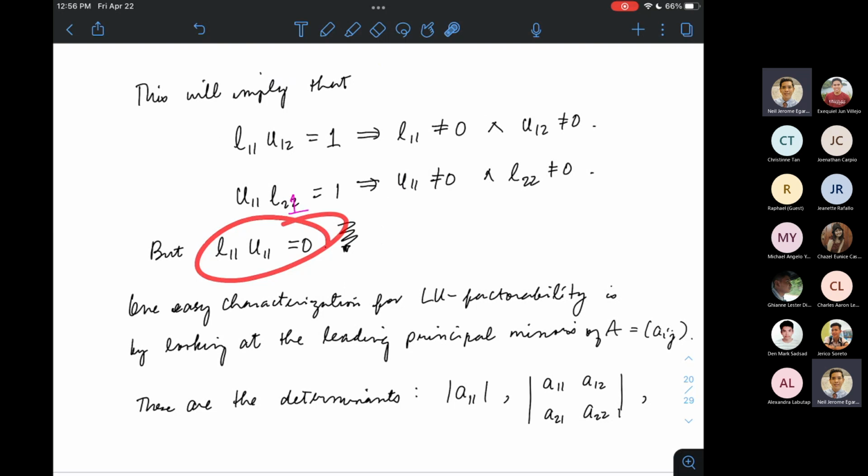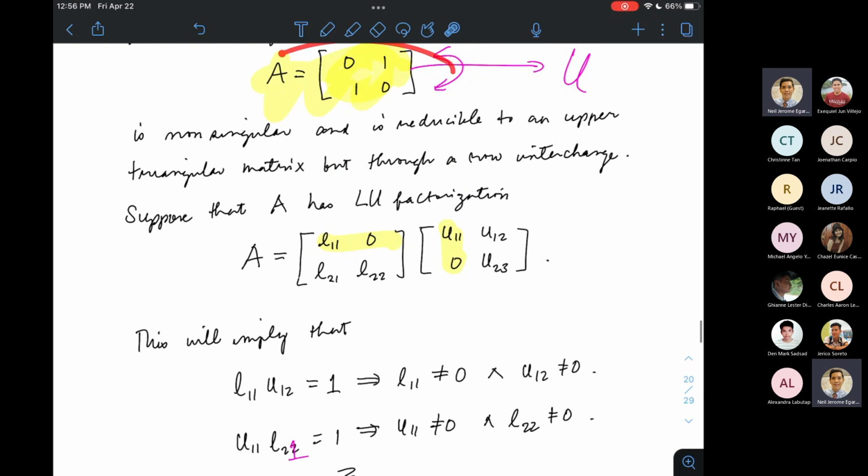Pero, contradiction yon. Bakit siya magiging contradiction? Kasi alam ko si L11 ay hindi 0. Tapos si U11 ay hindi rin 0. So imposible na yung L11 times U11 ay maging equal kay 0. So that means really this matrix does not admit an LU factorization even though it is reducible to an upper triangular matrix by an elementary row operation. So yun lang yung sisteng. Hindi lahat ng matrices ay may LU factorization.